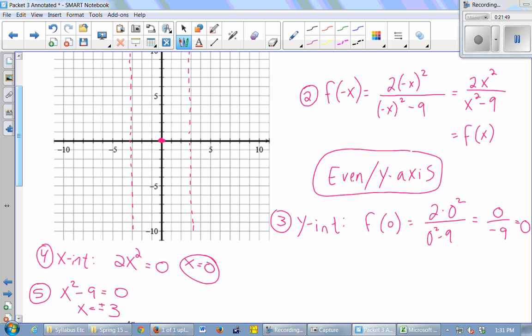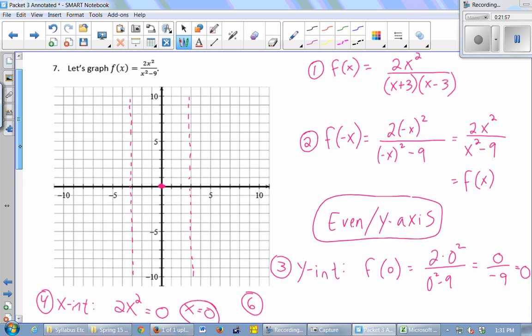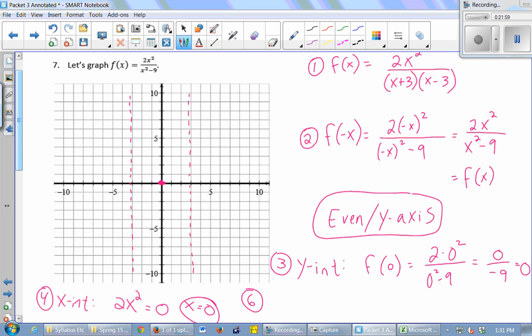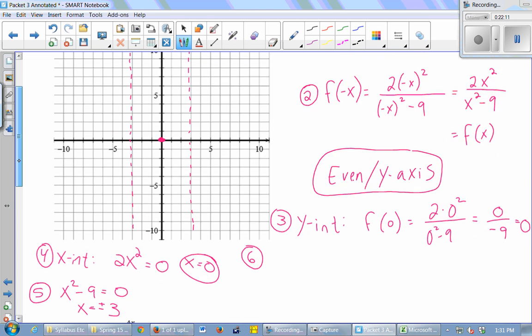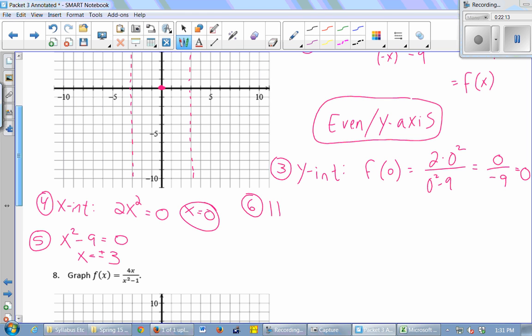All right, so my next step is to think about end behavior, which would tell me a horizontal asymptote. So we compare the degree of the numerator and the denominator. They're the same, which means my horizontal asymptote is the ratio of leading coefficients, 2 over 1. Y equals 2 over 1 is my horizontal asymptote.